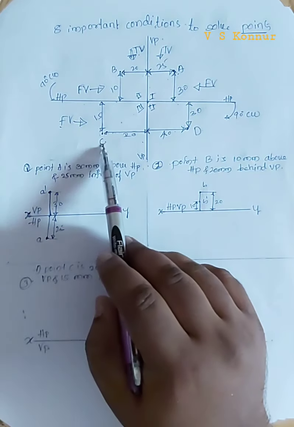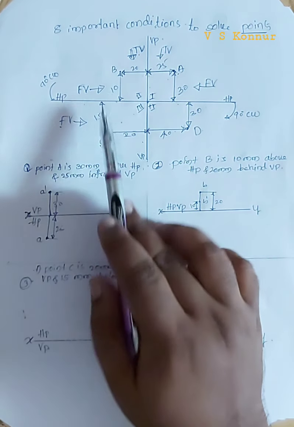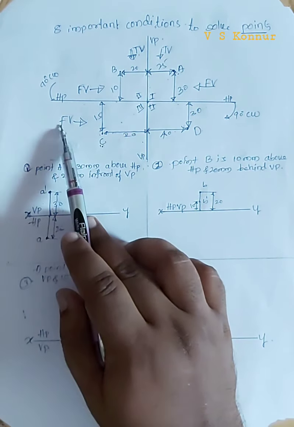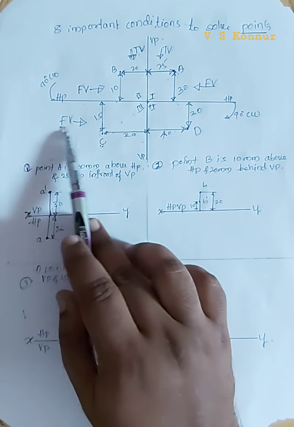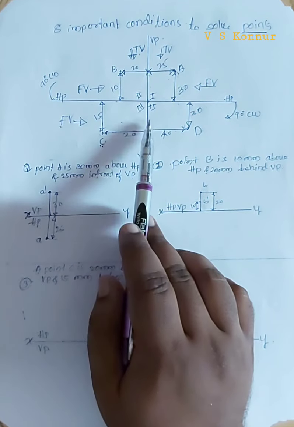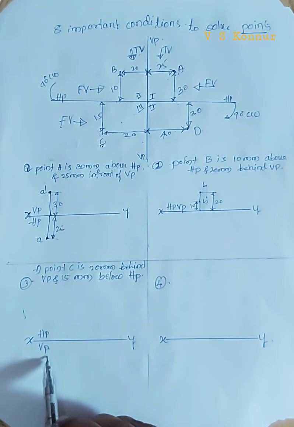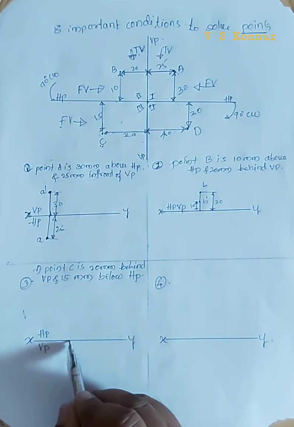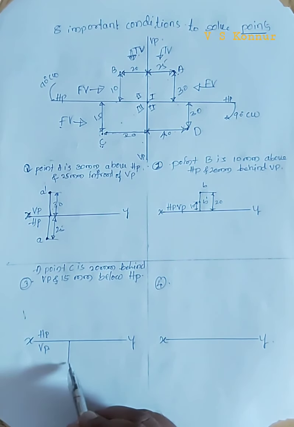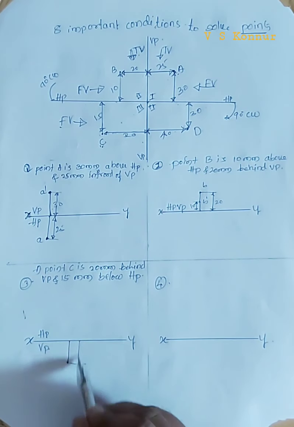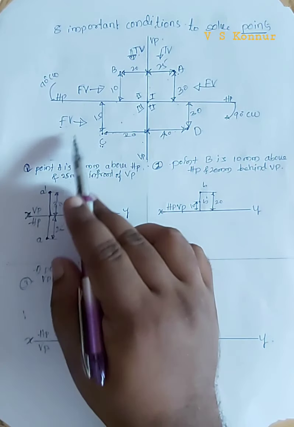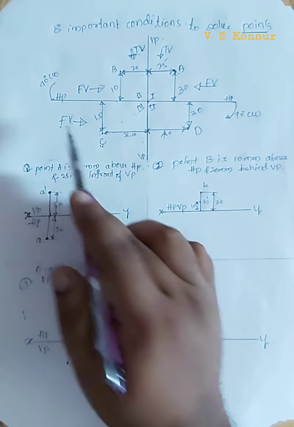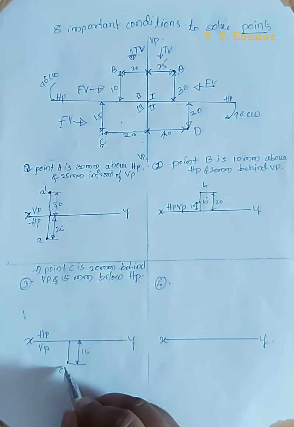Now, point C is 20 mm behind the vertical plane and 15 mm below HP. When you view from the front side, 15 mm is projecting on the vertical plane. So the vertical plane is below. So we'll take 15 mm from the intersection of XY, make a point there, and give the distance 15. This 15 mm on VP is called the front view. The front view is indicated by a small letter with a dash.